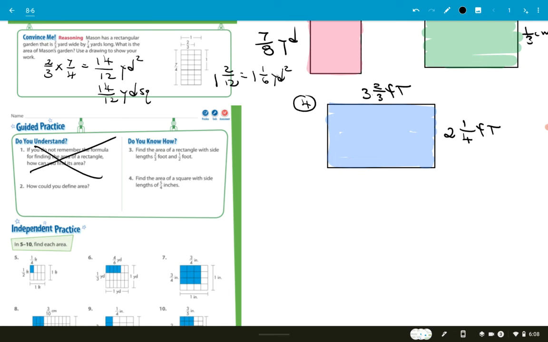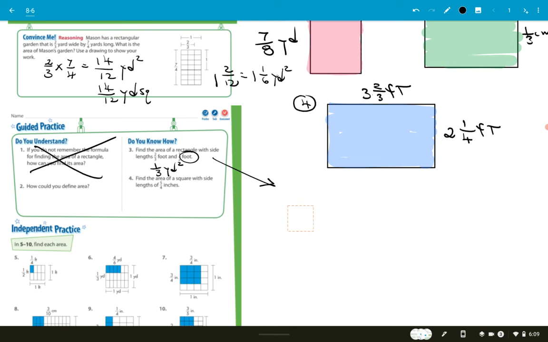All right, number 3, it says find the area of a rectangle with side lengths of 2/3 of a foot and 1/2. So here we have 2/3 and 1/2. Find the area, and they're talking about feet. So 2 times 1 is 2, 3 times 2 is 6, and that can be reduced. 2 goes into 2 once, and 2 goes into 6 3 times, so it's 1/3 of a yard squared. And I could put that right here, 1/3 of a yard squared.